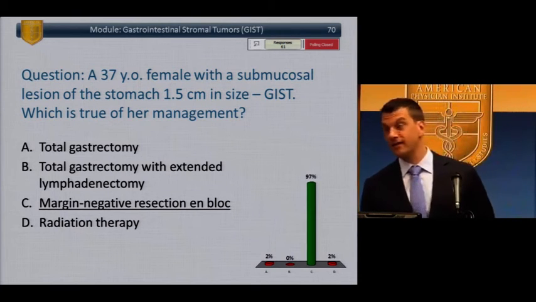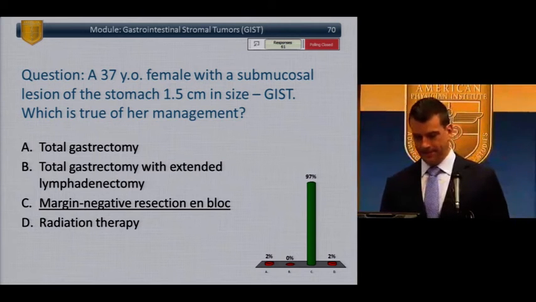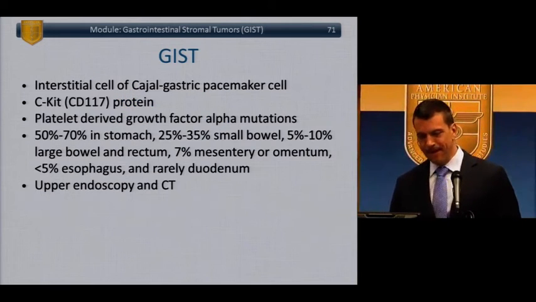That's correct. Margin negative resection en bloc. Pretty much everyone got that.